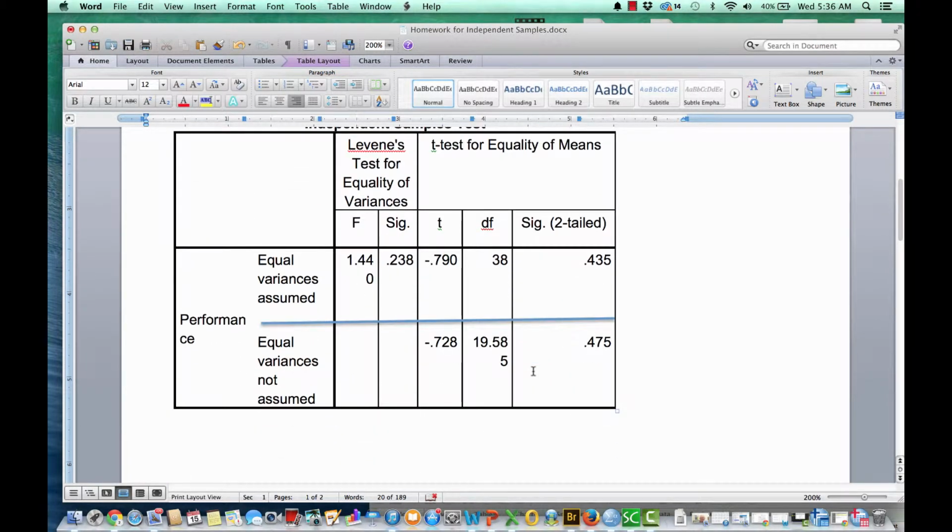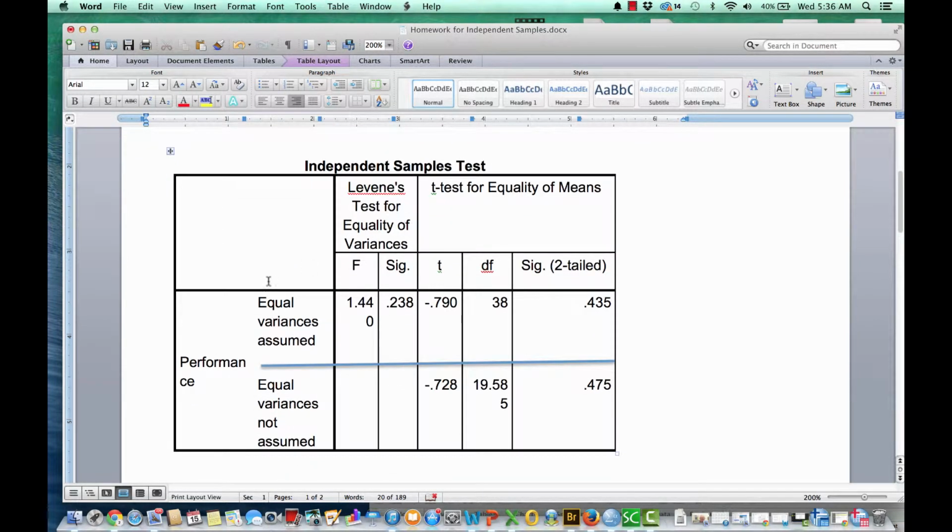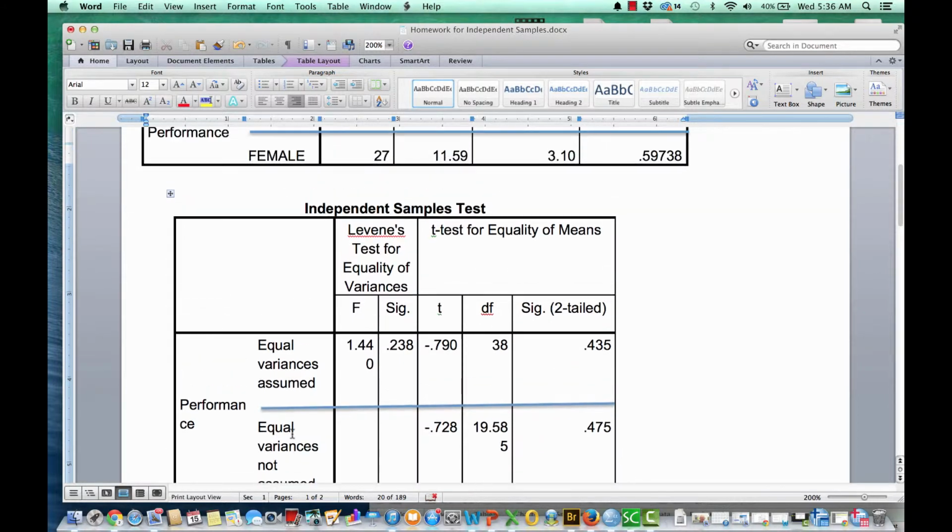Okay. Levene's test for equality of variances. You see where it says equal variances assumed and equal variances not assumed. If this number is significant, meaning it's above 0.05, then we can stay on this top line. If it wasn't, we go to the bottom line. Okay. So it's above 0.05. We'll stay on the top line here.